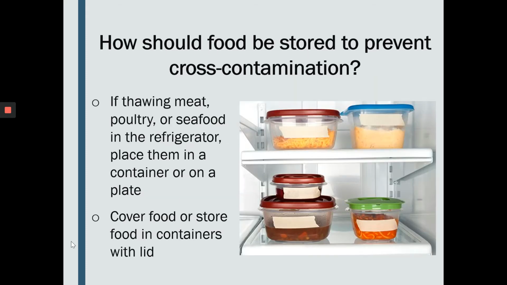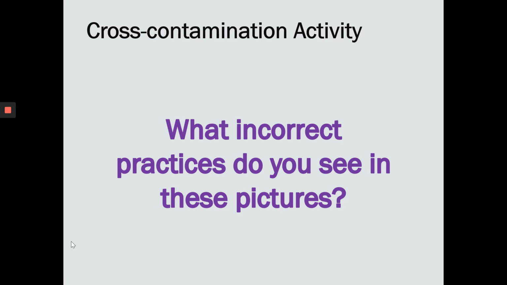To thaw meat, poultry, or seafood in the refrigerator, place them on a plate or in a container to prevent their juices from dripping onto other foods. Cover or store food in containers with lids. Let's practice identifying potential cross-contamination events. Can you identify the cross-contamination hazard or hazards in each picture?